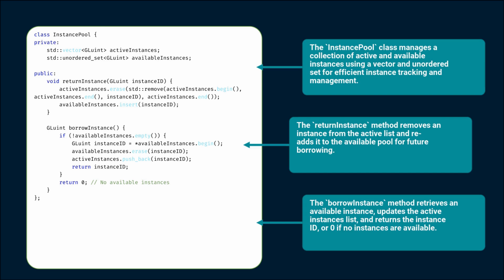On the flip side, the borrow instance method checks if there are any available instances when you need one. If an instance exists in the pool, it removes it from that available set and adds it to the active list, thus making it ready for use. But if no instances are available, it simply returns 0, indicating that all instances are currently in use. Through this class, we can efficiently manage memory and reduce garbage collection overhead, ultimately improving frame rate stability in the application.